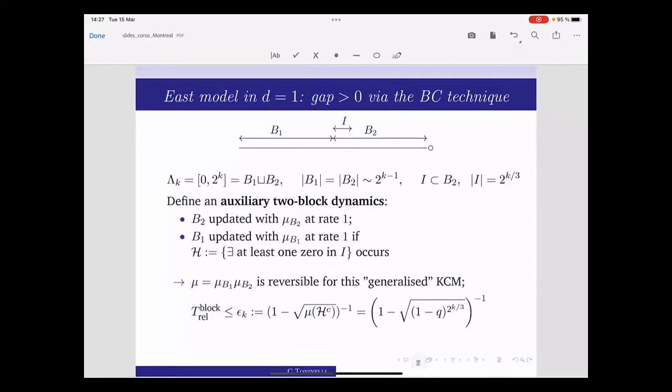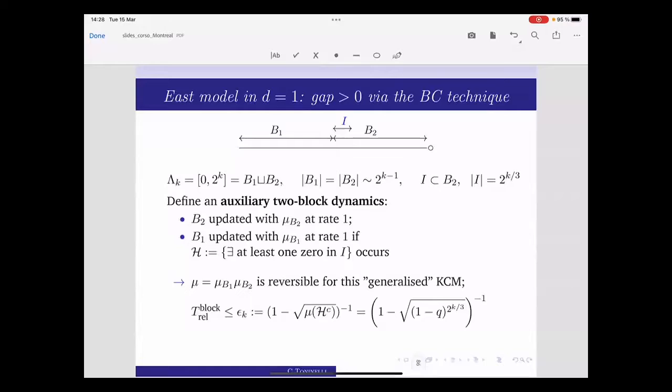So say if I had no constraint, if I was updating the two blocks at rate 1, trivially the relaxation time of this block dynamics would be 1, because each time the clock rings, I update. Since I'm adding this constraint, this relaxation time is larger than 1, and the larger is the probability that I do not satisfy this constraint.